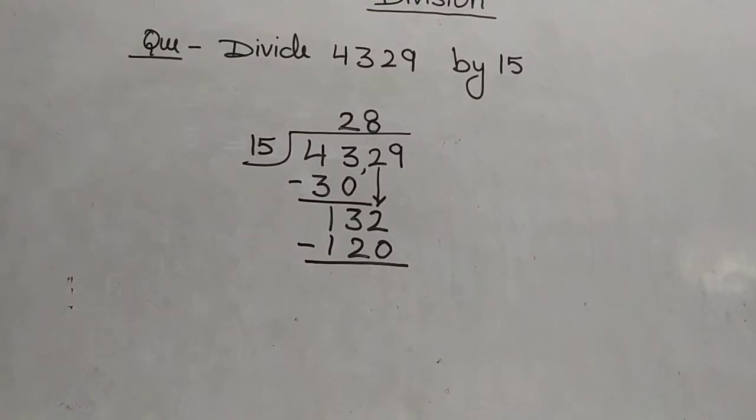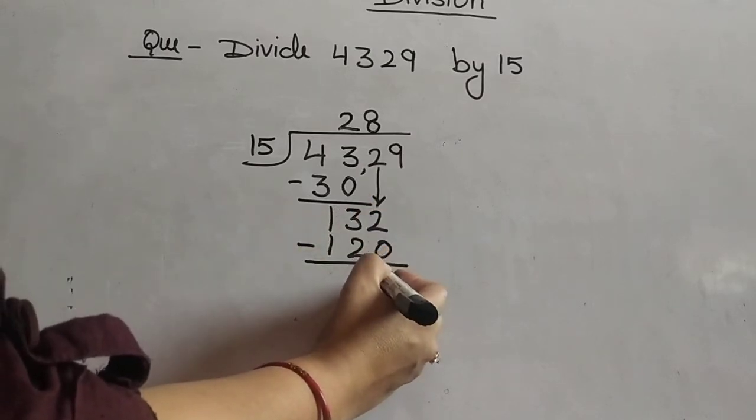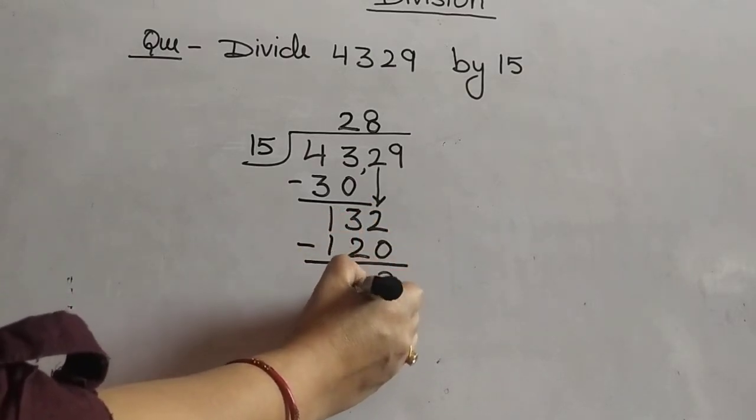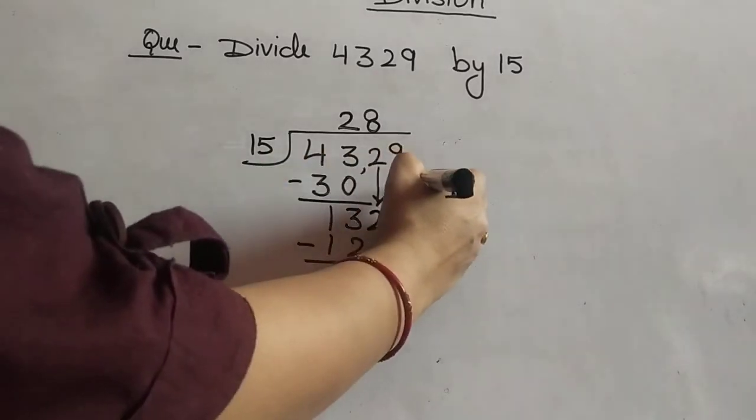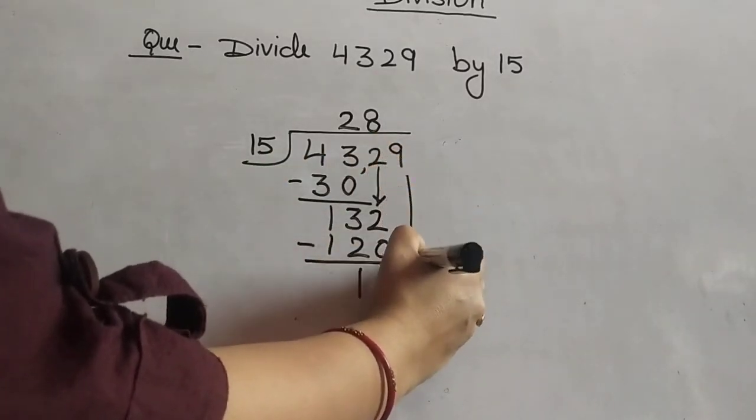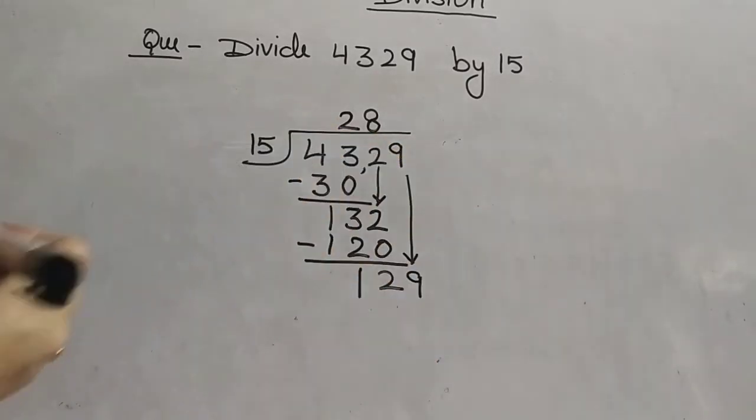Now the next step, again we have to repeat. We have to subtract it. Now subtract 120 from 132. 2, 3 minus 2, 1. Right? Again we have to bring down the next digit. The next digit is 9. Now the number is 129.